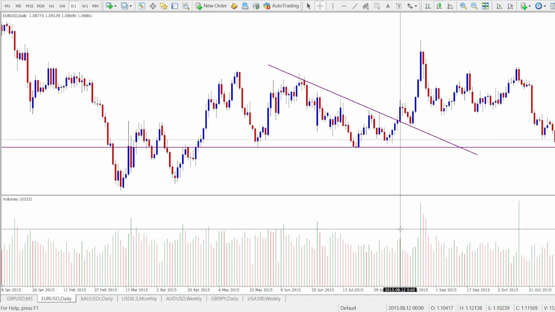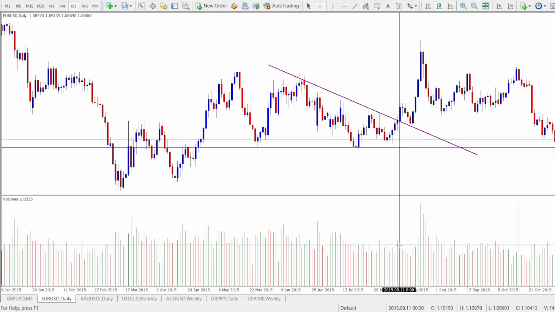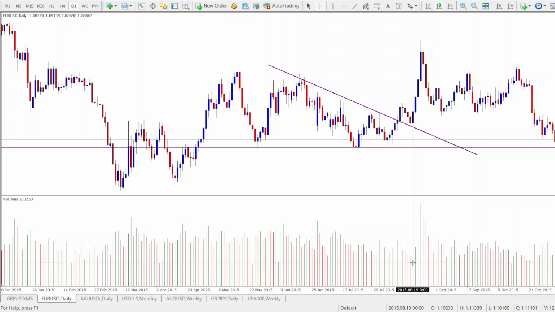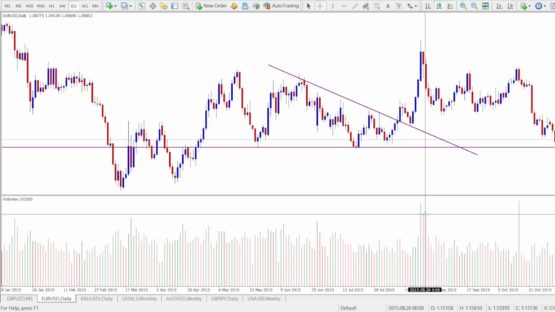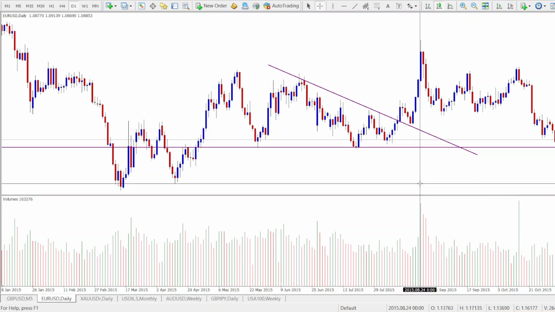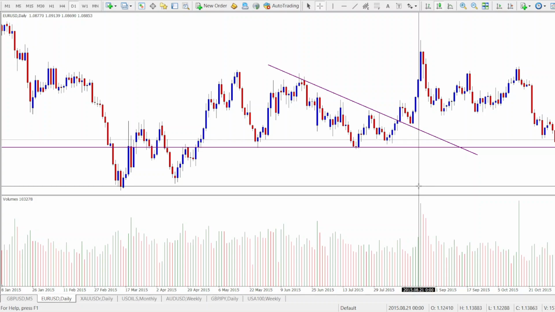Now, that indicates that the market participants are becoming less active, which can lead to an explosive breakout in either direction. However, in the case of a bearish triangle, we are focused on the downside.